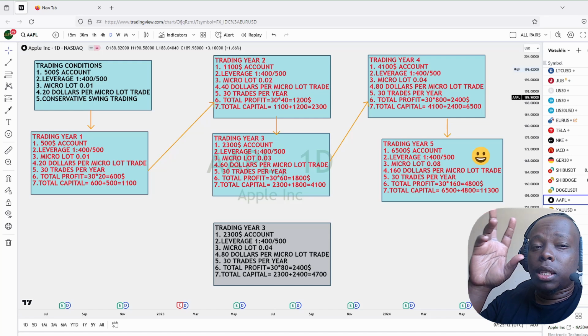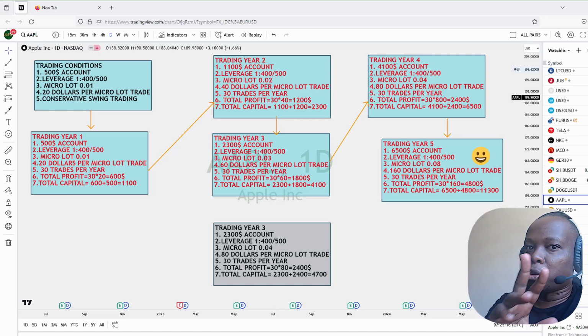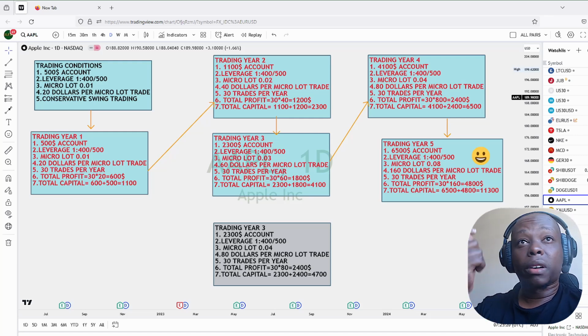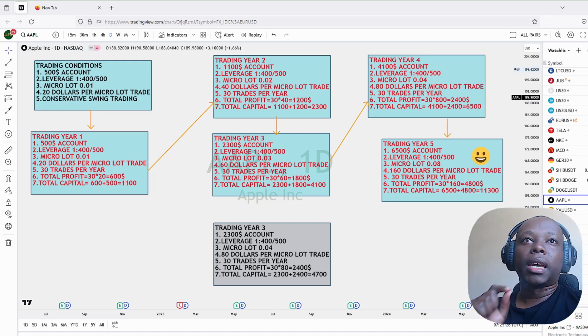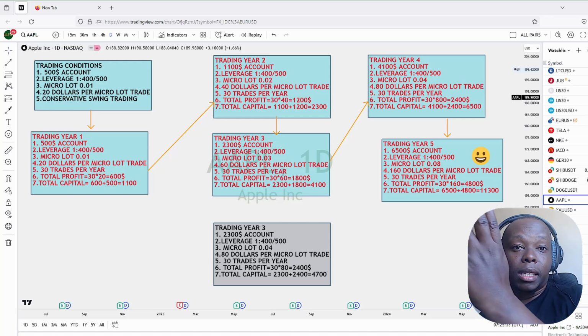So this is strictly Forex, no crypto, no index, no metals, Forex only. So year one, we have $500. The leverage is 1:400. The micro lot is 0.01. And we are targeting $20 per trade, and then we're making 30 trades per year. So multiplying 30 by 20, we will get $600.